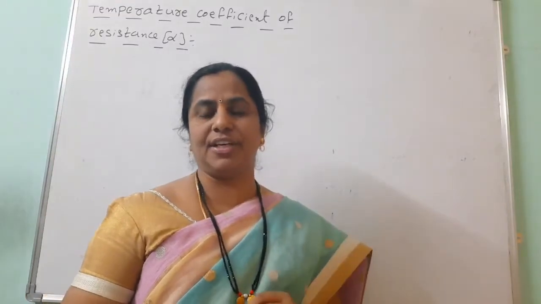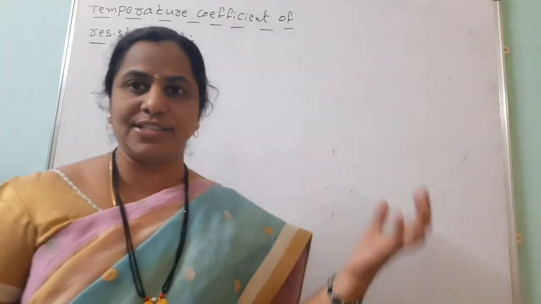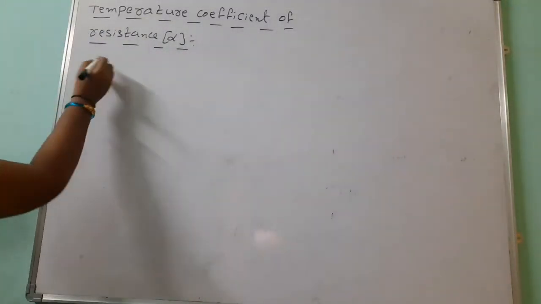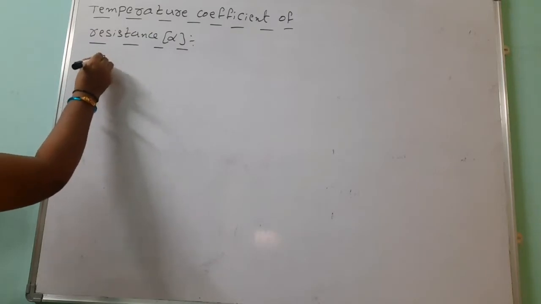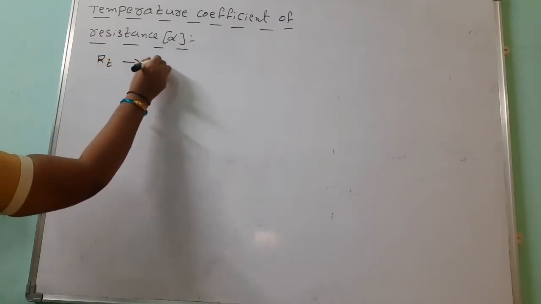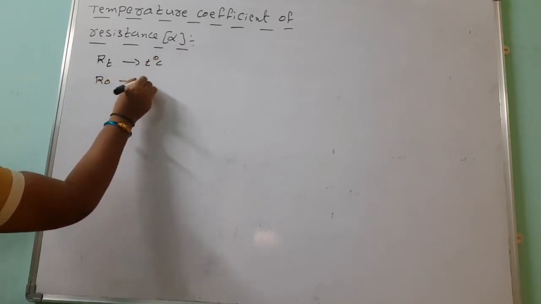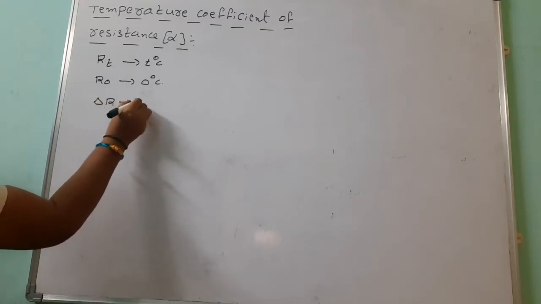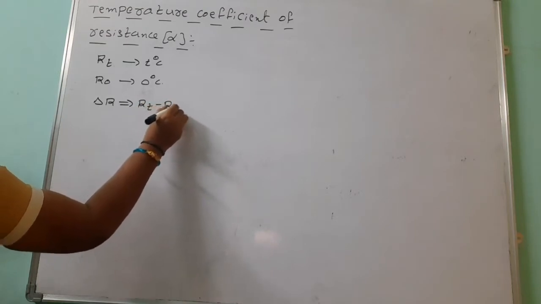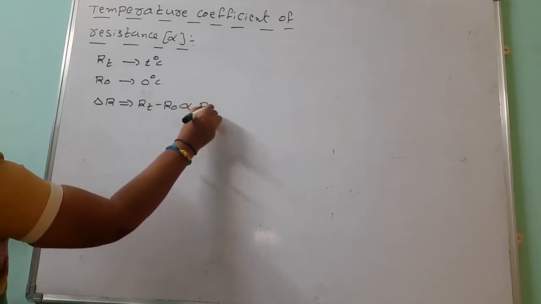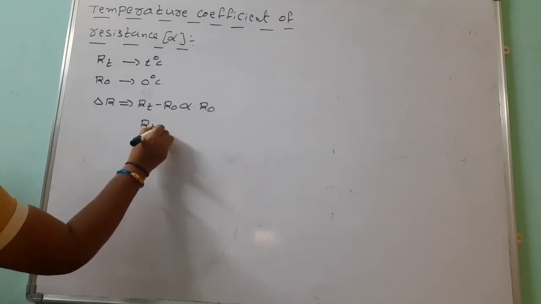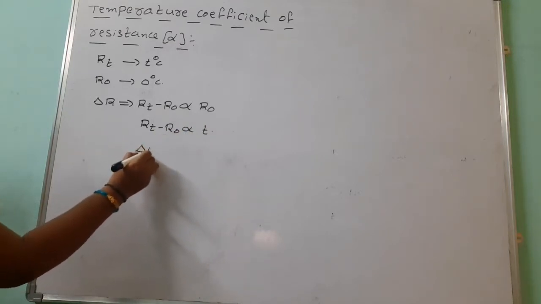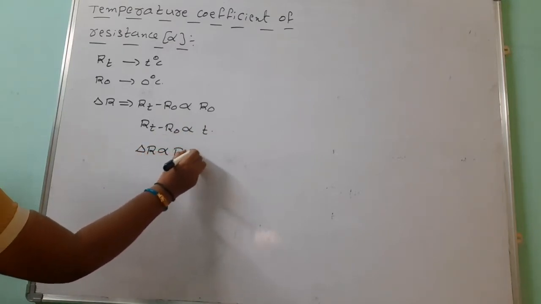Now, temperature coefficient of resistance. What is the meaning of that? Resistance is depending on temperature. Suppose we are taking one material or any conductor. Here RT is the resistance at T degree centigrade. R0 is the resistance at 0 degree centigrade. Here the change in resistance, RT minus R0, is directly proportional to the original resistance, and this is directly proportional to the change in temperature T. When we combine this, delta R is directly proportional to R0 into T.